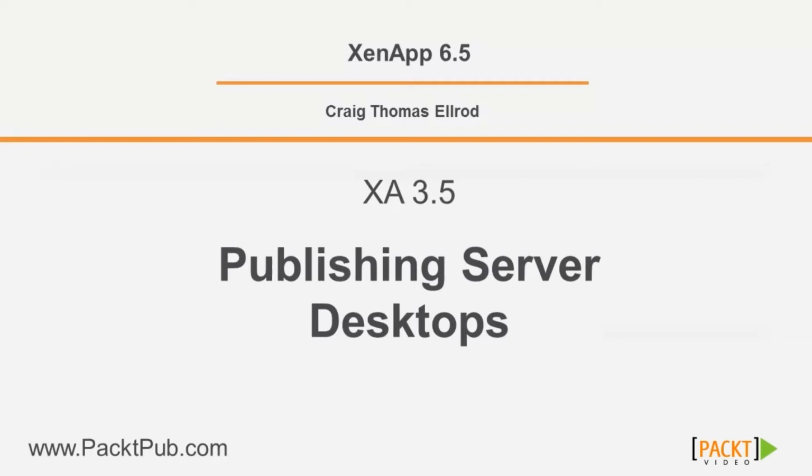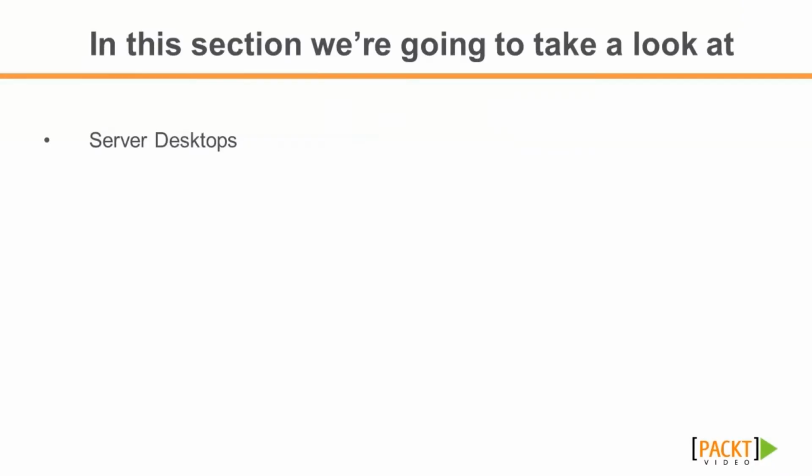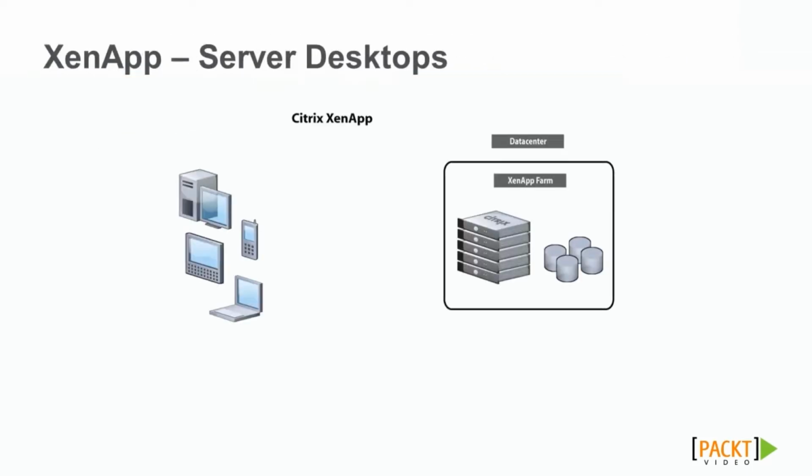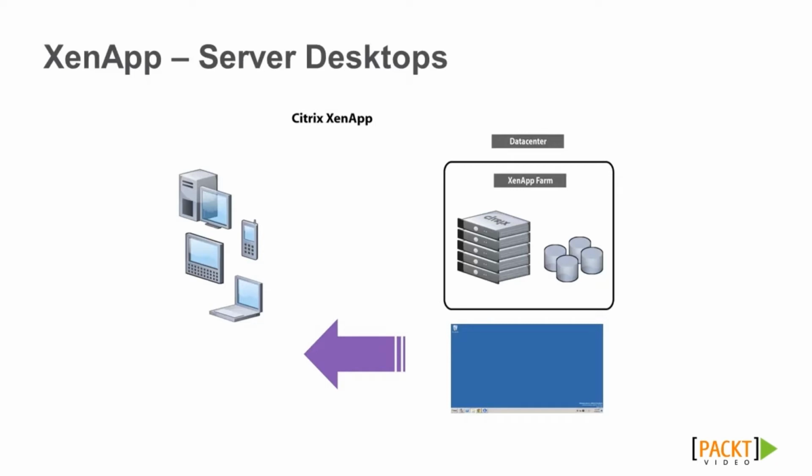Now let's take a look at how we publish a server desktop. When you publish the server desktop in XenApp, it publishes the entire Windows desktop of a server in the farm. When the plugin connects to the server, the user sees a desktop interface from which any application installed on that server can be started. After selecting this application type, you must specify the server that you want to publish from.